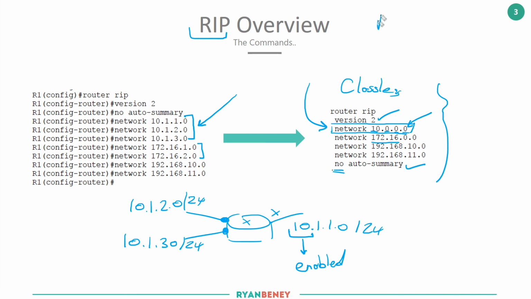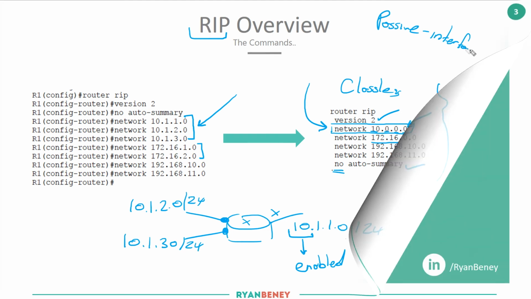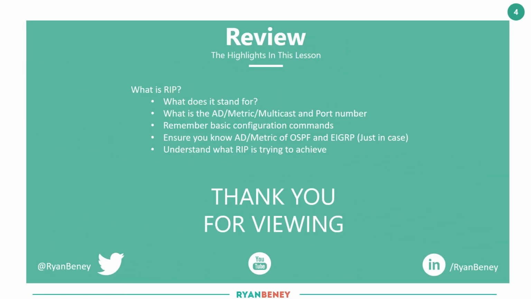But for those that are interested, we would use something called passive interfaces as one of the workarounds to prevent certain interfaces sending out RIP updates. Okay, so that's all we've got time for this lesson. In the next lesson, we will go over the verification commands for RIP and actually jump into Packet Tracer and have a look at the configuration hands-on.